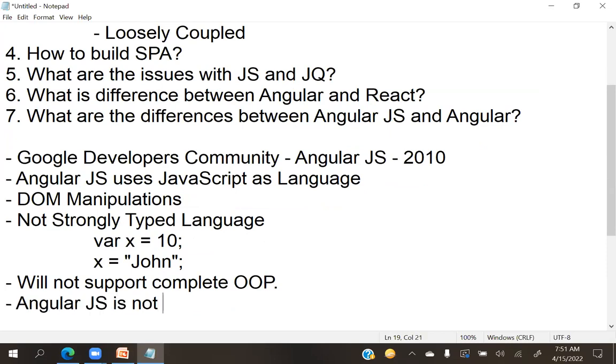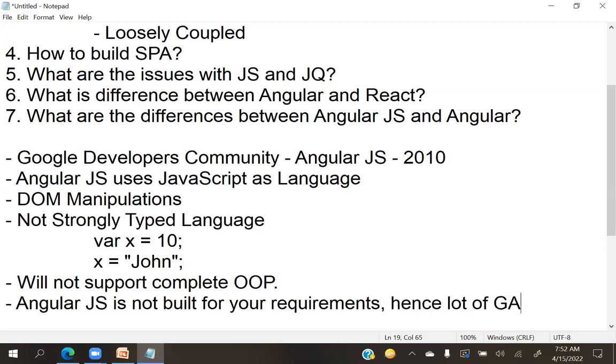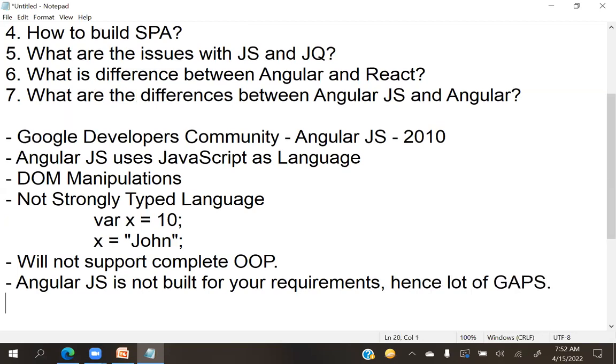Another important problem is AngularJS is not built for your requirements. Due to that, hence a lot of gaps. AngularJS is not built for our requirements, so a lot of gaps. So you need to depend on a lot of third parties.